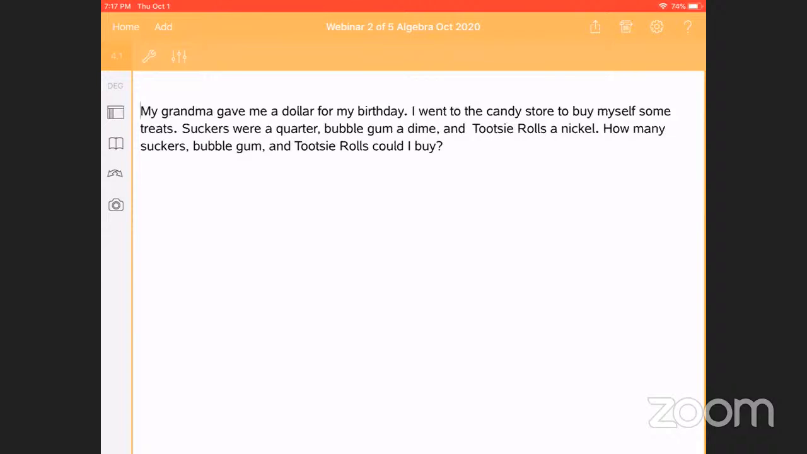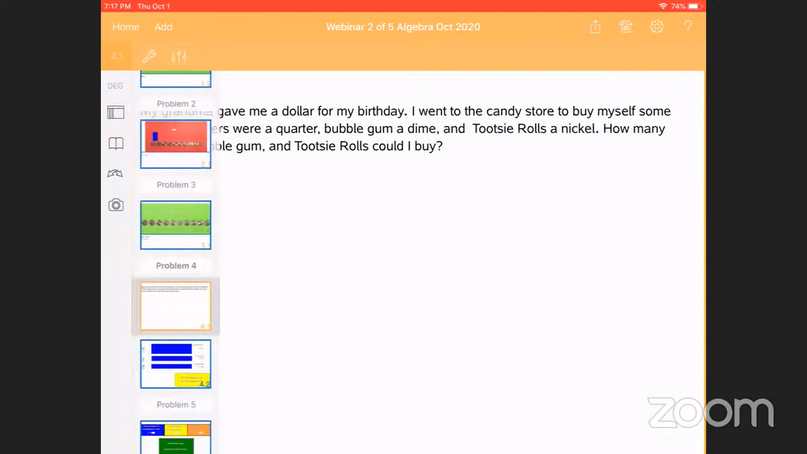What different scenarios or situations could there be where a student might not want to spend the whole $1, or might want to buy a certain type of this candy? These are all things that I would talk to my students about. Okay, so let me show you this.